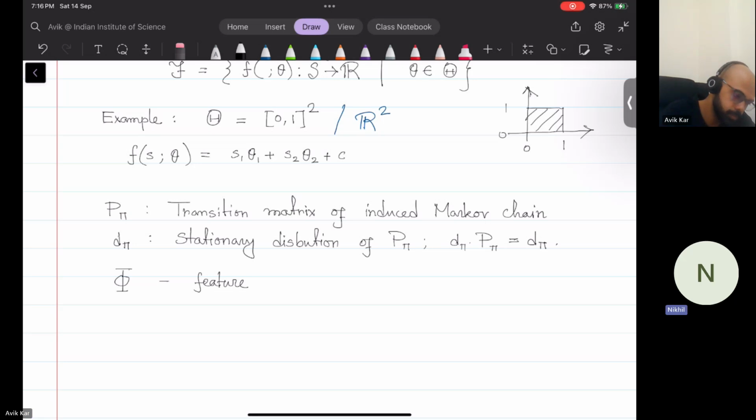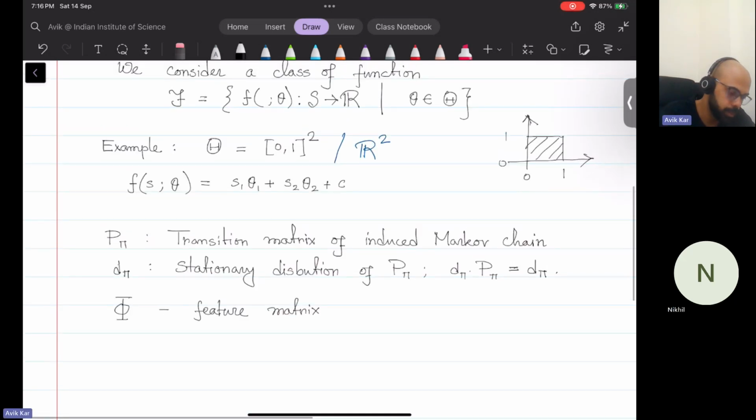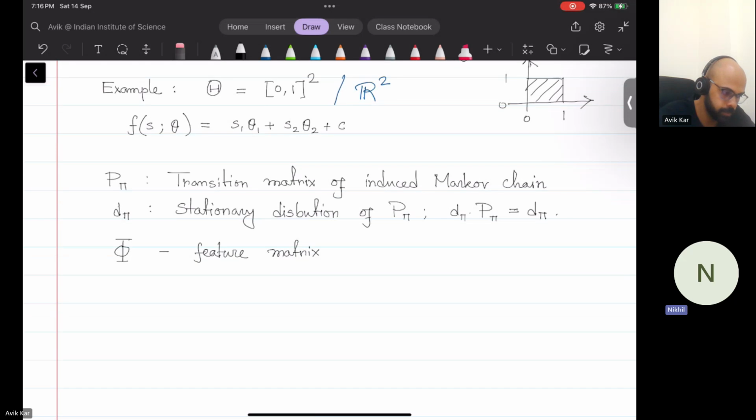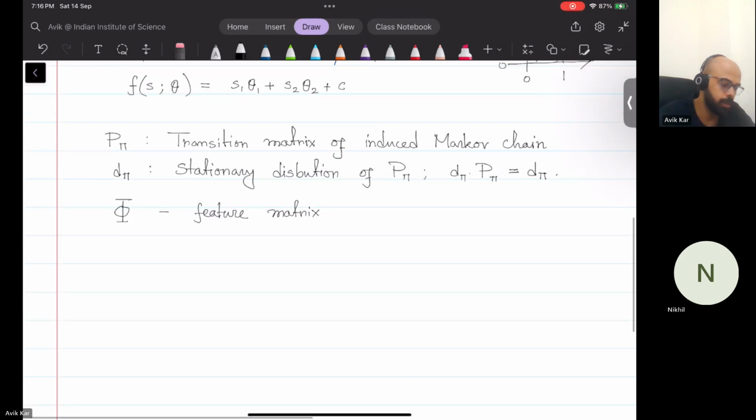One question over here is: if the problem itself is of a non-stationary nature, will this method still work? Here in d pi you are assuming a stationary distribution, which means the nature of the problem itself is stationary, right?